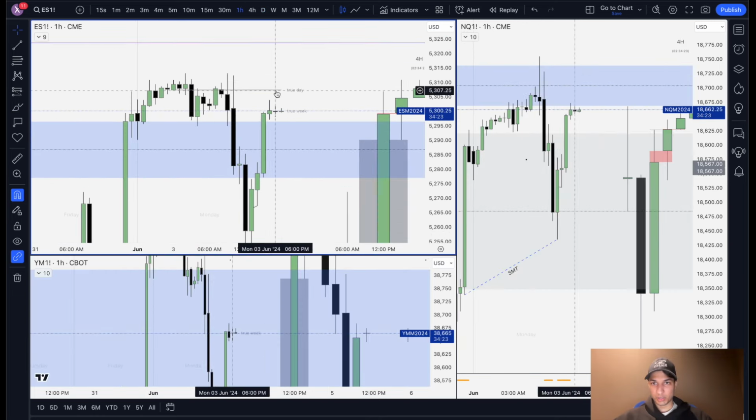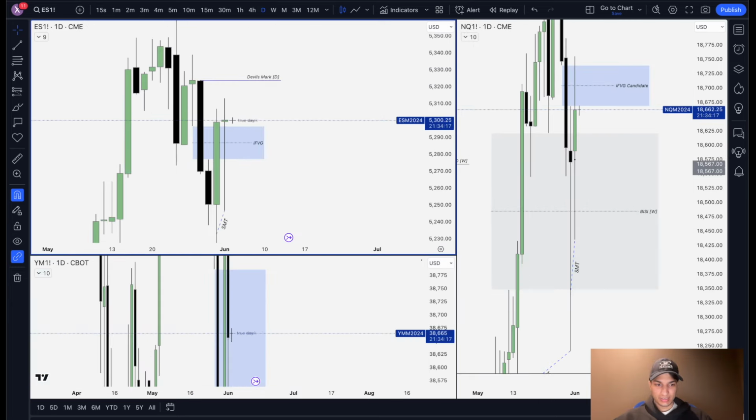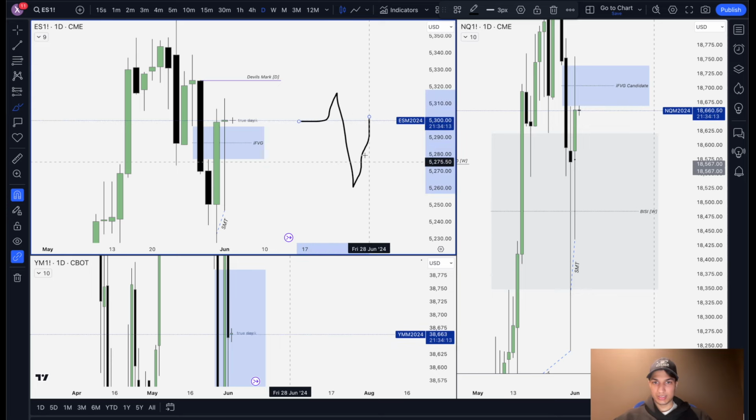Yep, we were closed below the true day open. So this daily candle, if this was the true day open, it would look like this, right? Open at midnight, high, low, and we come all the way up to it. Open, high, low, close. So that was the daily power of 3.